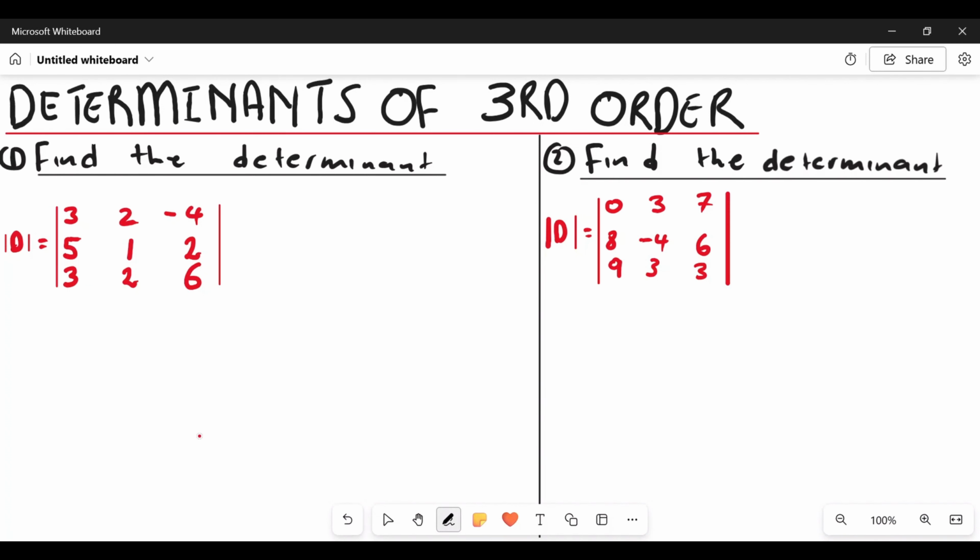Today on this video we'll be determining the determinants of the third order matrix. So before we start though, if you have any idea on how to calculate the determinant, you can pause this video, try to find the determinant for these two questions that you see here, and let's see if your answers are going to be the same as the answers that we're going to get at the end of this video.